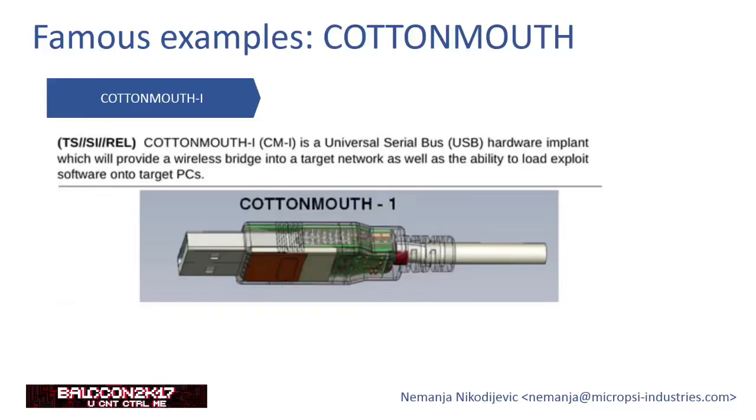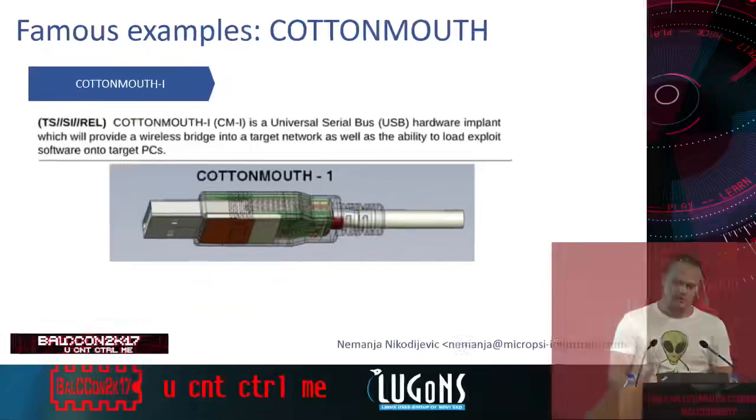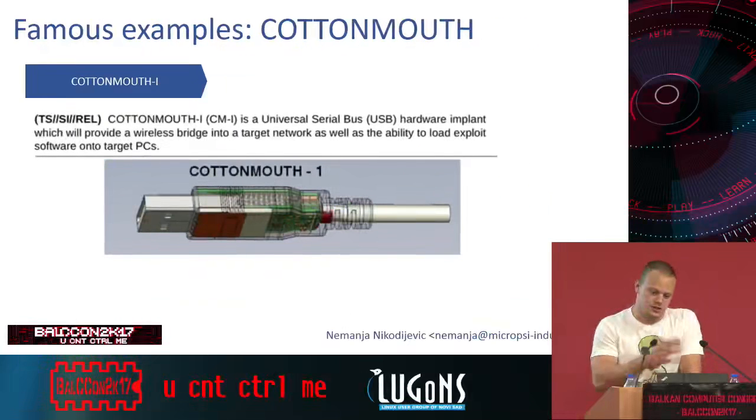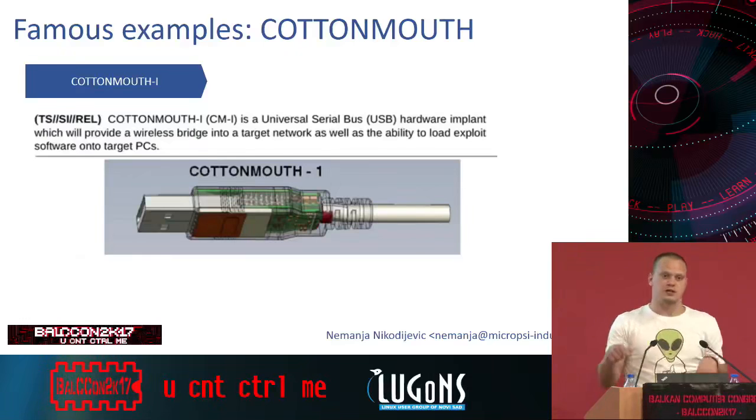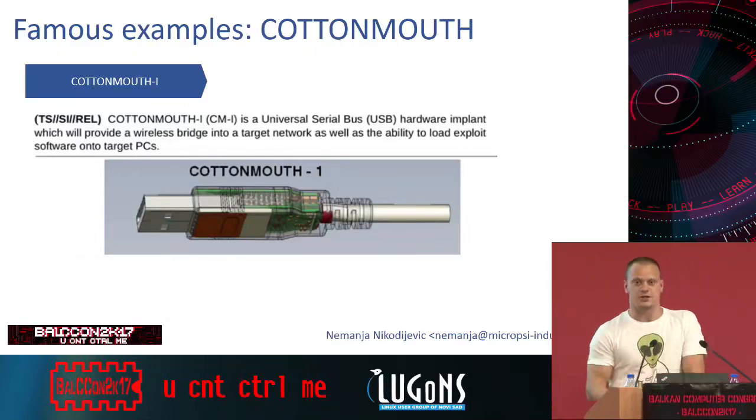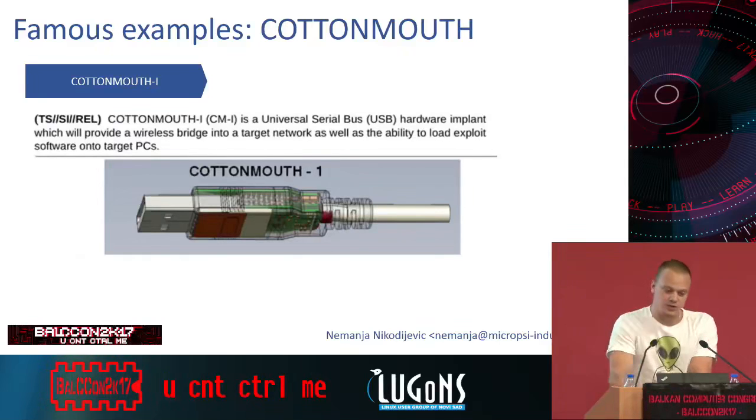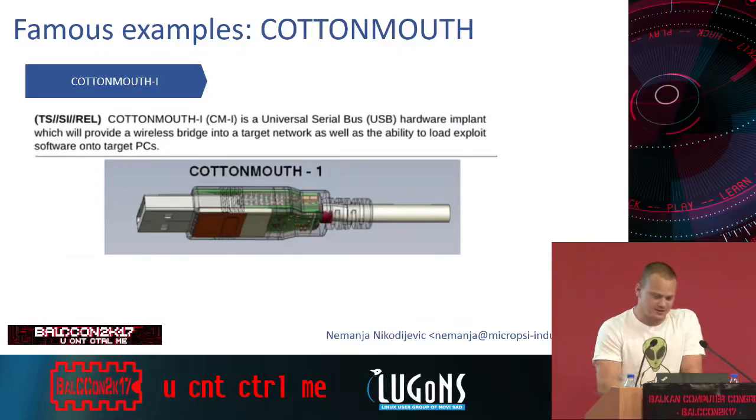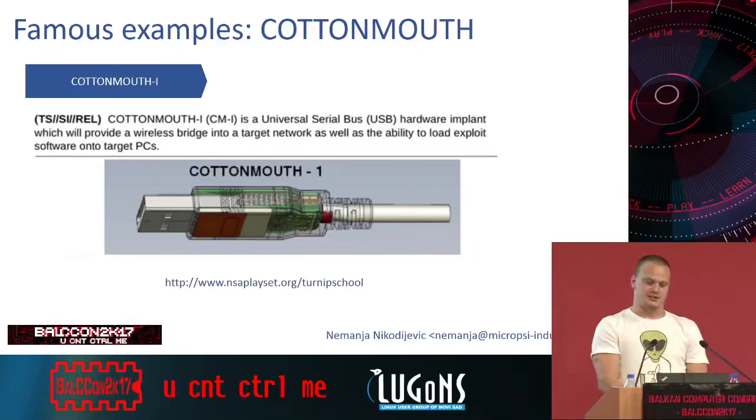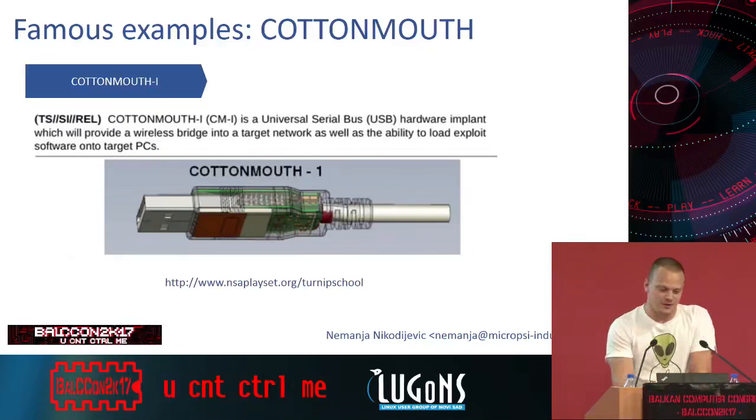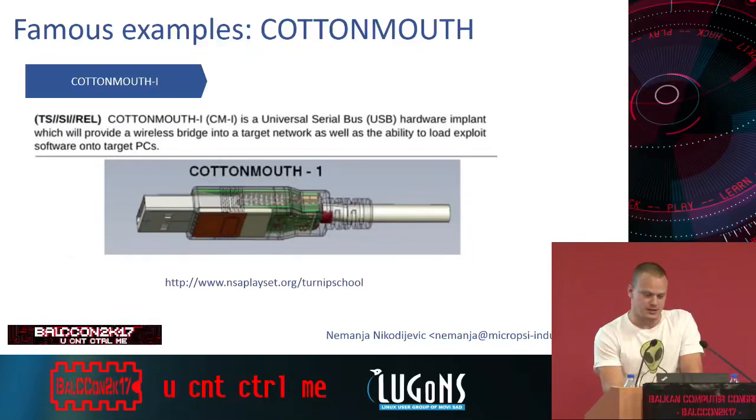Cottonmouth. This is actually a hardware implant inside the cable, and Cottonmouth is the whole series of these hardware implants that were meant to communicate with each other and create a kind of mesh network. So they had to be physically inserted into the desired air gap system in order to successfully reach the final goal. And it is really interesting that there is an open source project that is kind of replicating the functionality of this implant.